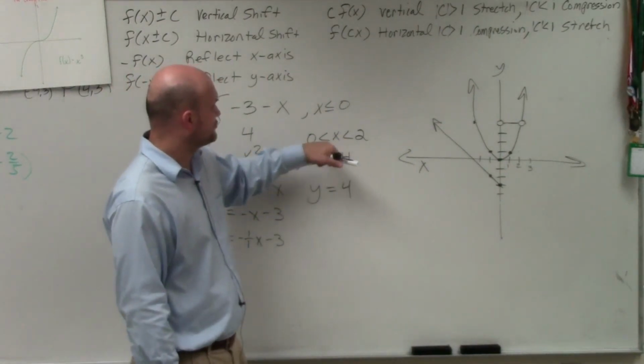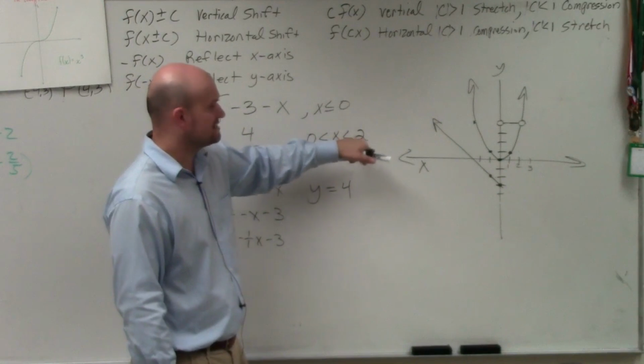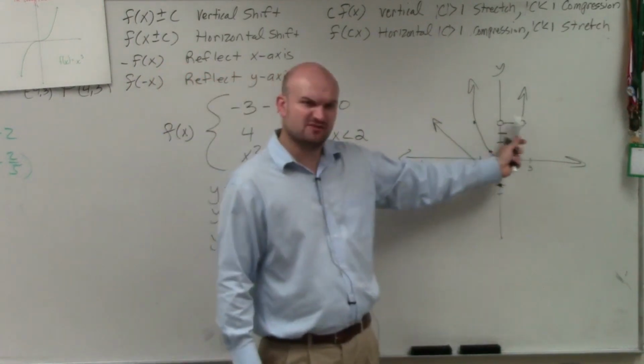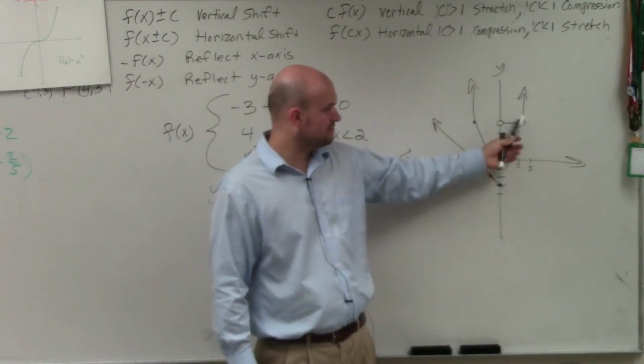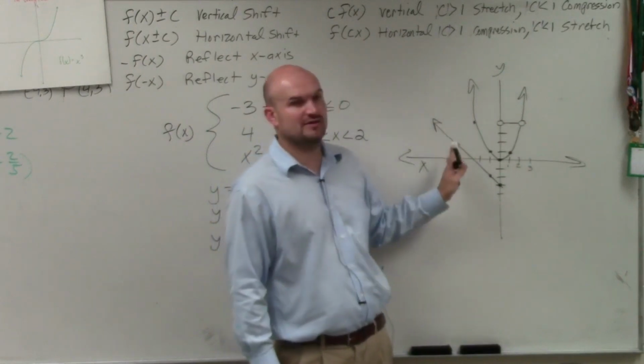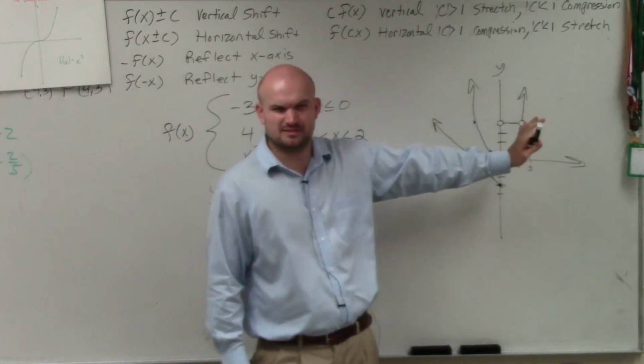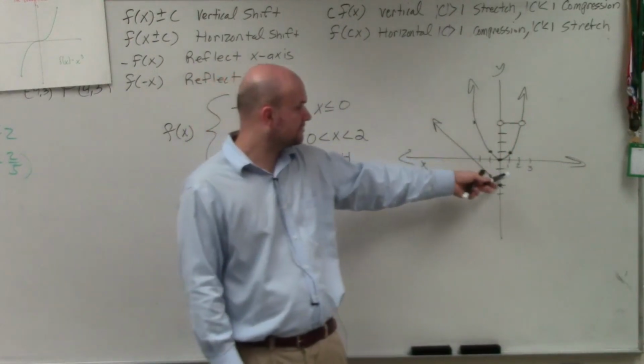So x is greater than 0. X is less than 2. So x represents the function, which is less than 2. So it's to the left of 2. But it's greater than 0, so it's to the right of 0. Does that make sense? So you should erase those two.